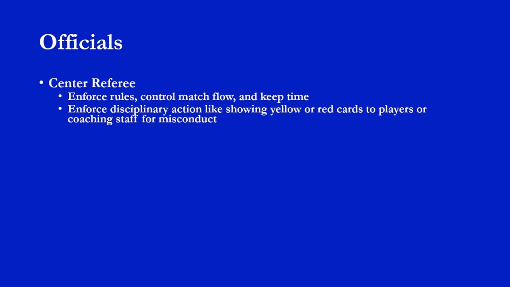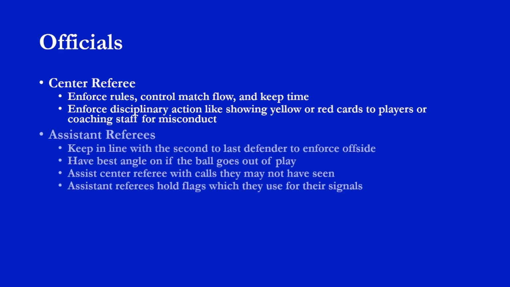Center referees also issue cautions in the form of yellow cards and will send somebody off with a red card. These cards can be issued to players or any team staff if they're unruly in some way. Assistant referees are all easy to spot because they're carrying flags with them. As shown on the last slide, they go up and down the sideline.